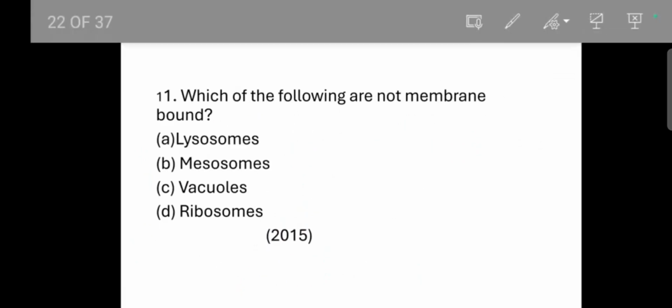Now we have to see the 11th: which of the following are not membrane bounded? Also a simple one. Ribosomes are the non-membrane bounded structure. The lysosomes are single layer. Mesosomes are single layer. Vacuoles are single layer.